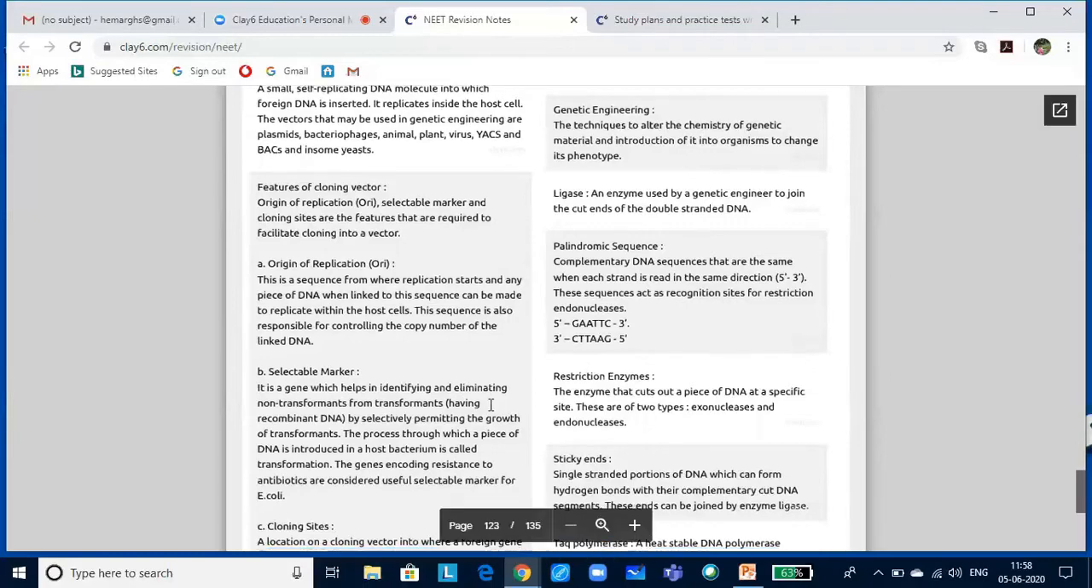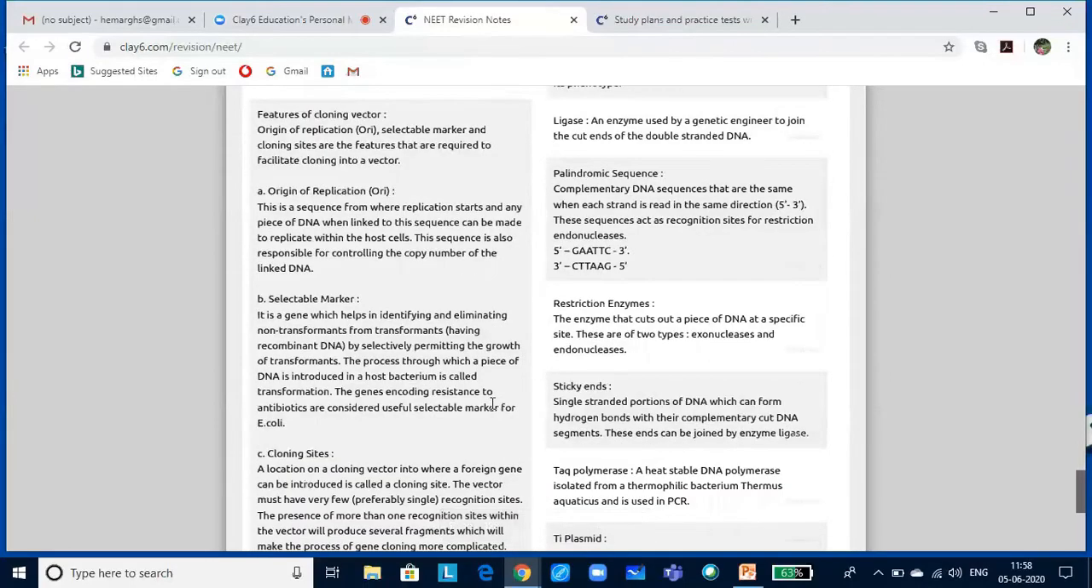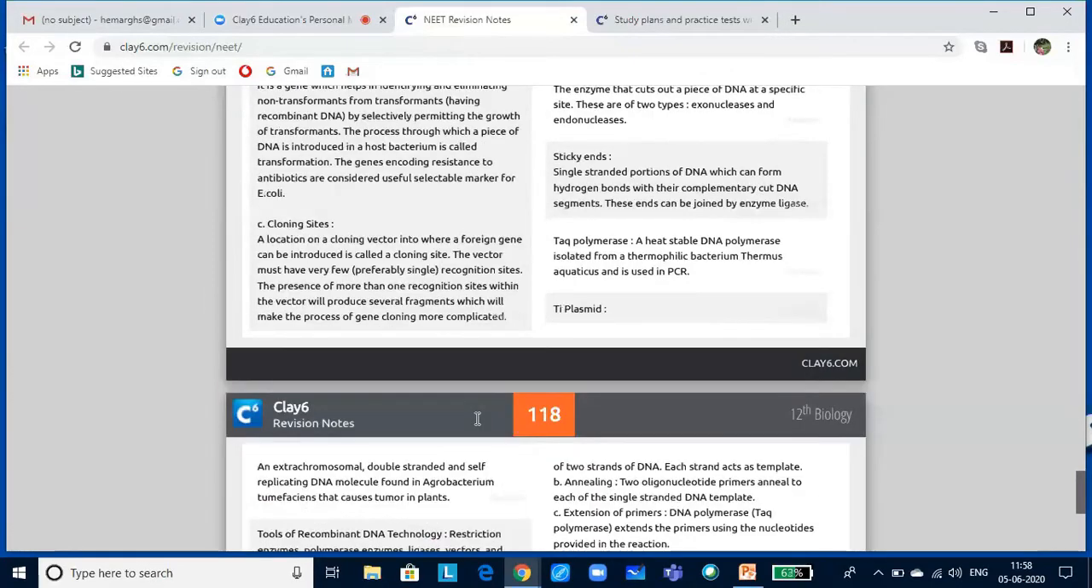Next is the selectable marker. It is a gene which helps in identifying and eliminating non-transformants from transformants by selectively permitting the growth of transformants. The process through which a piece of DNA is introduced into a host bacterium is called transformation. The genes encoding resistance to antibiotics are considered useful selectable markers for E. coli.